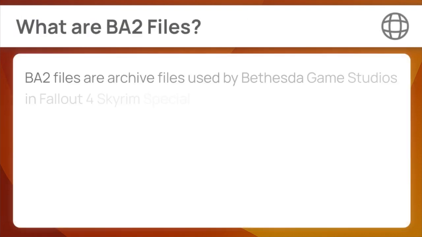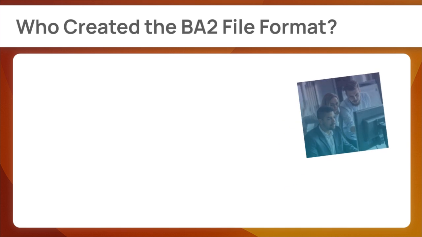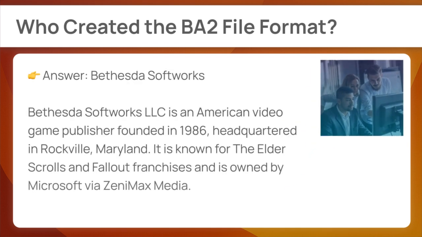BA2 files are archive files used by Bethesda Game Studios in Fallout 4, Skyrim Special Edition, and Fallout 76. They contain game assets including textures, meshes, sounds, scripts, and other resources packed efficiently for fast loading. The format replaced the older BSA archive format with improved compression and performance.